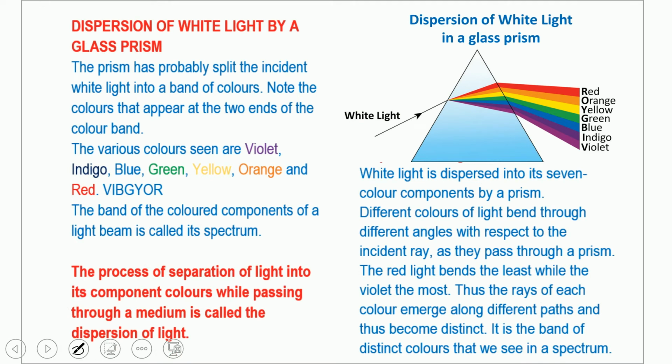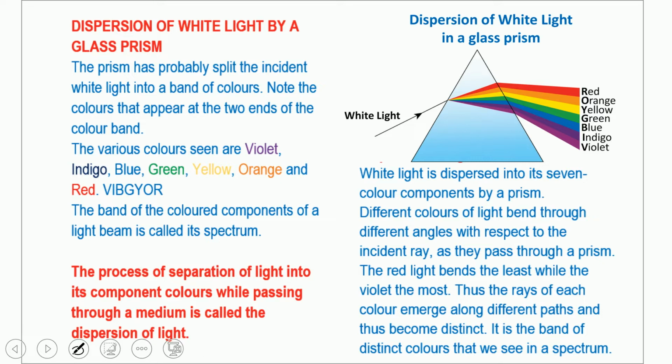Here is the dispersion of white light by a glass prism. Whenever we talk about a prism, what immediately comes to mind is dispersion. What does dispersion mean? We know that light is normally made up of seven colors. When white light passes through a prism, the prism disperses, that is separates, the different bands of colors in it. That is called the dispersion of white light, and it is done by the glass prism.